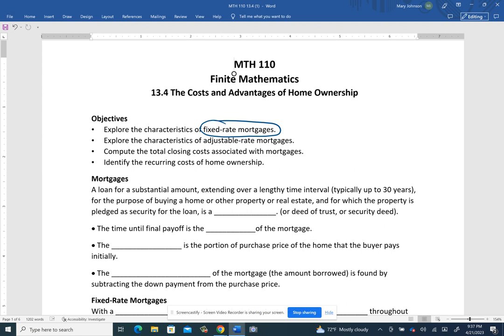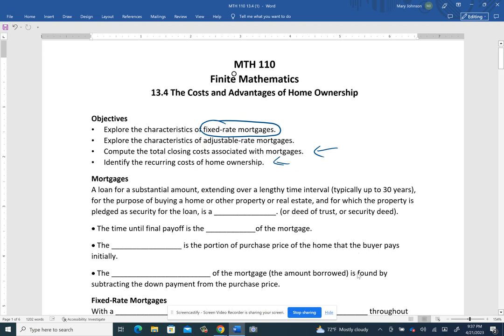I'm going to post the notes for the adjustable rate mortgages, but you won't be responsible for any questions related to adjustable rate mortgages in homework, quizzes, or tests. And then I will do a video on the closing costs associated with mortgages and also recurring costs of home ownership. All right, so let's go ahead and get started on this one.